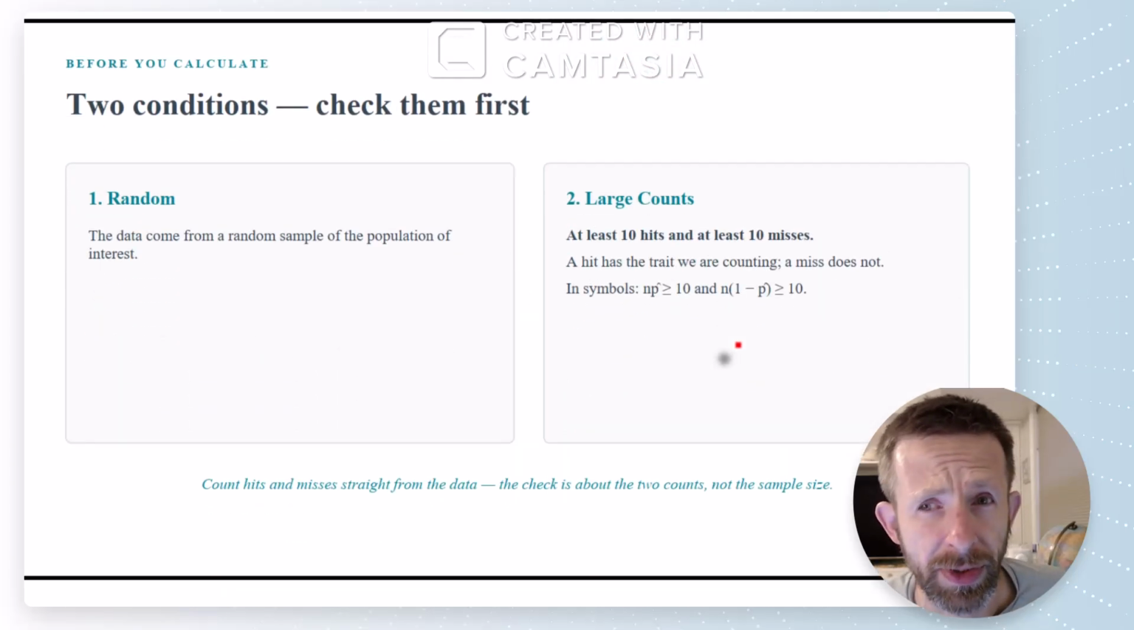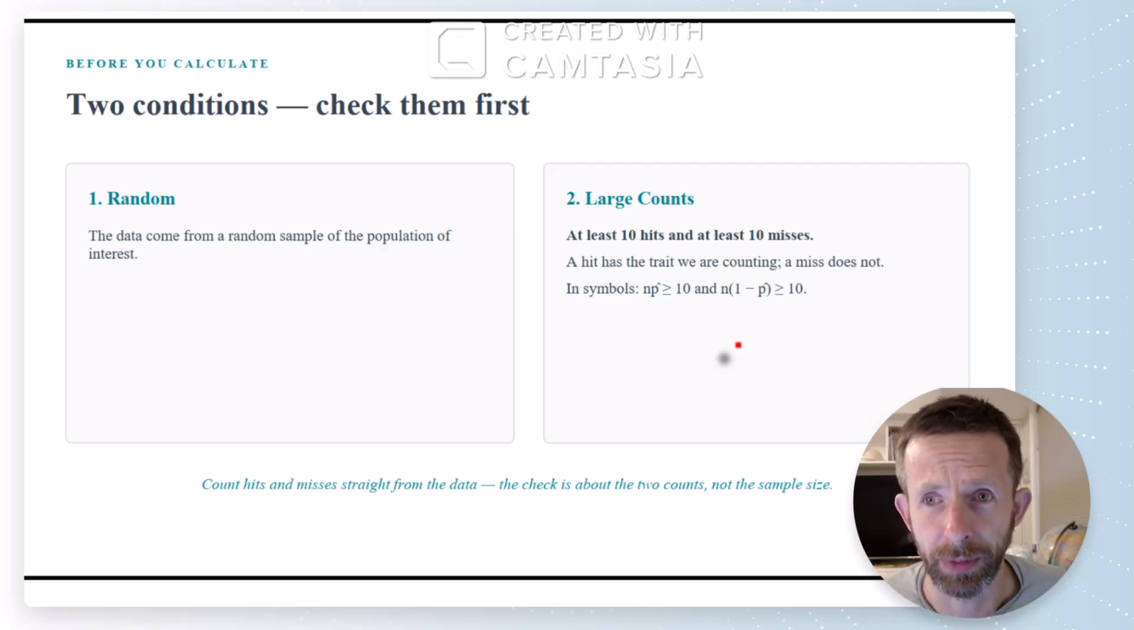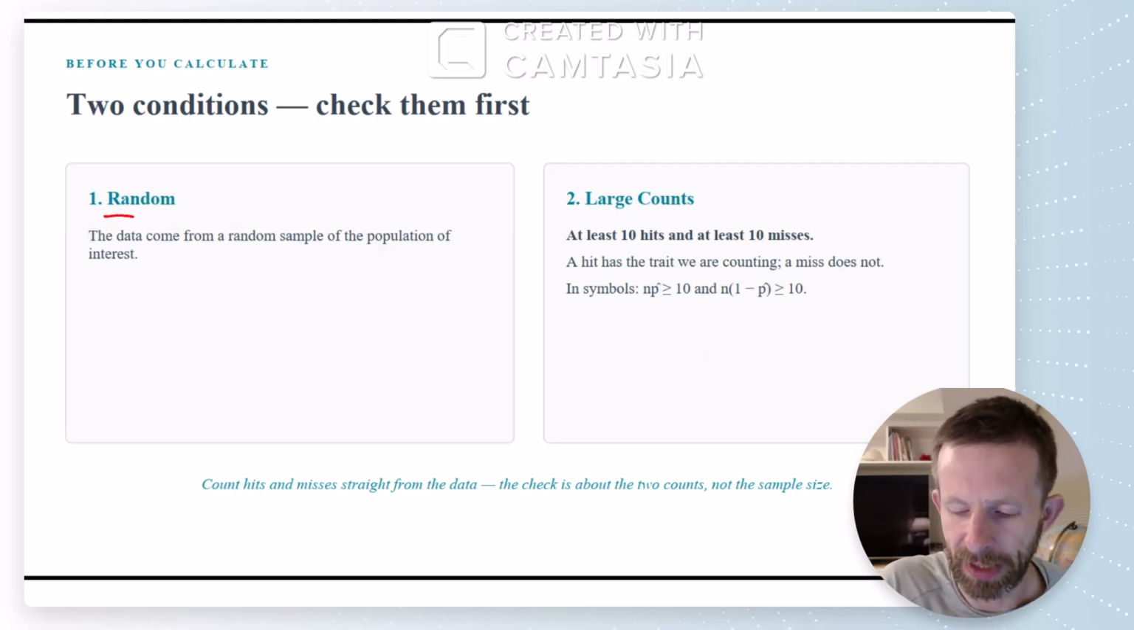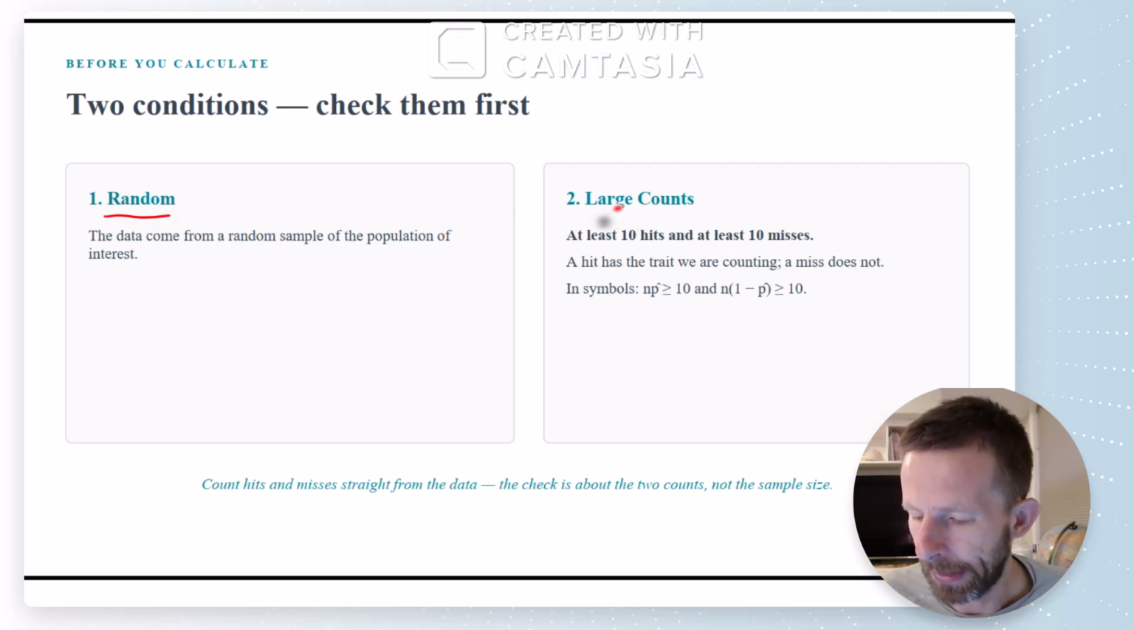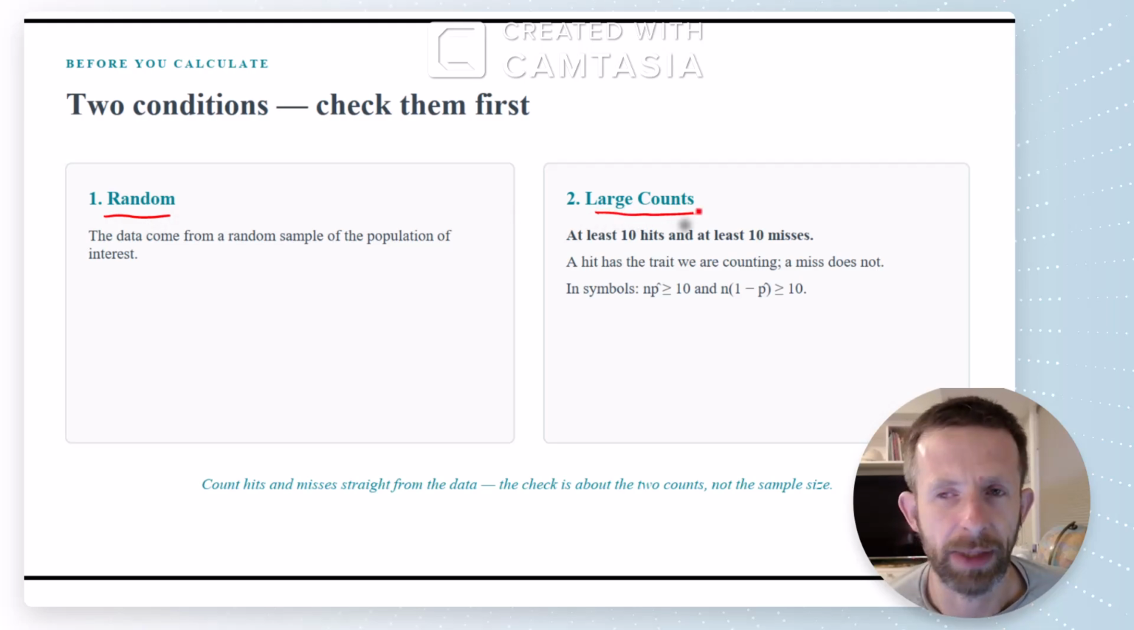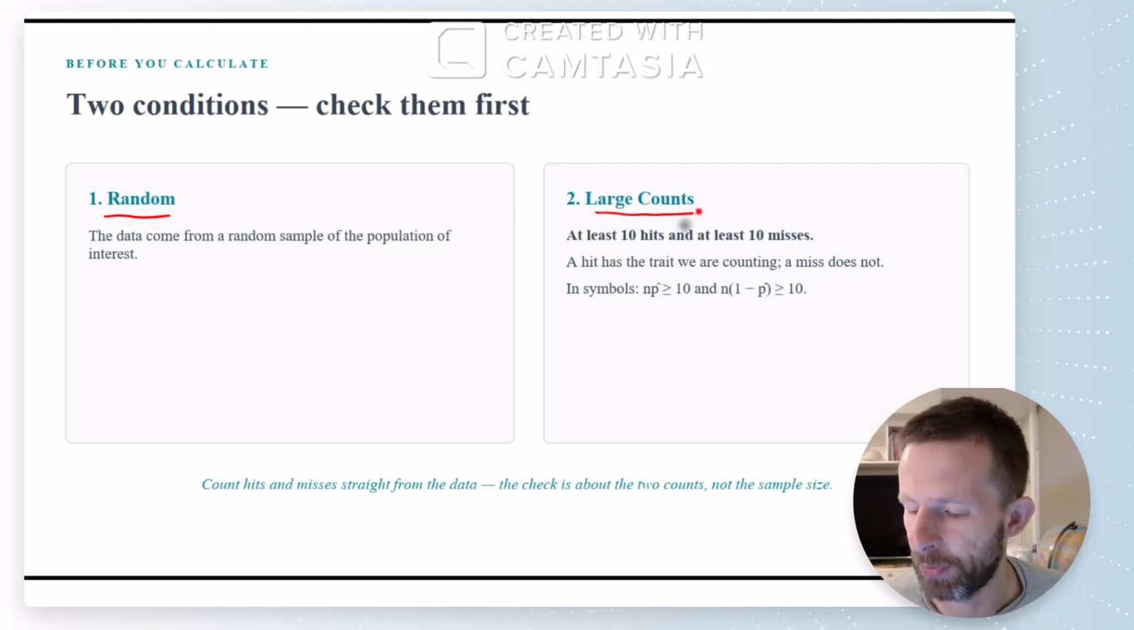So there are two conditions you need to know for a one proportion z interval. The sample has to be randomly selected, and what's called a large count condition. So the sample has to be large enough. How do we know it's large enough? It has 10 hits and 10 misses.